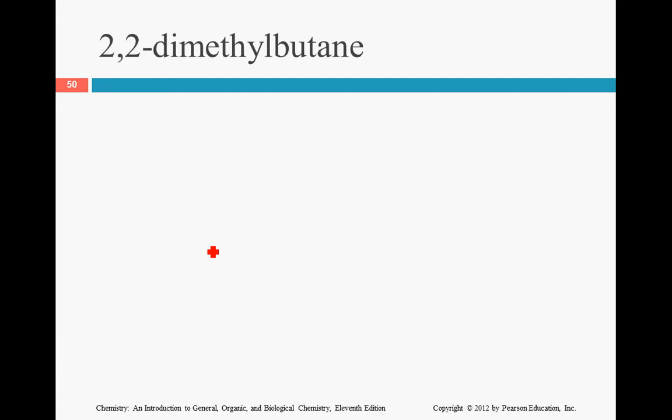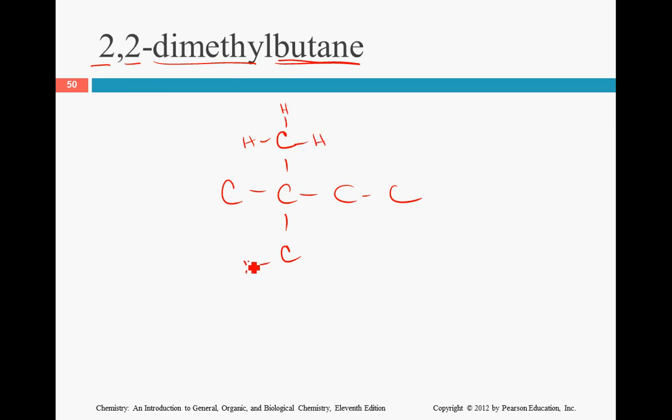Do a couple more. 2,2-dimethylbutane. Start with the base. We're starting with butane. It's always easiest if you work backwards on these. Dimethyl, so we have 2 methyl groups on the 2nd carbon. So 2, 2, methyls. All the rest of them are going to be hydrogens.